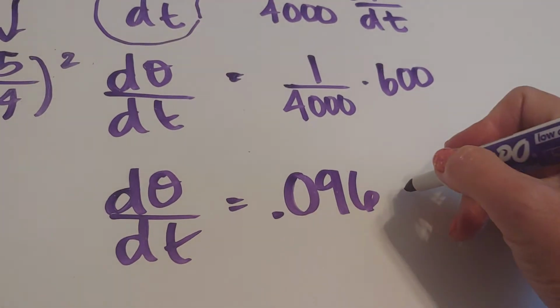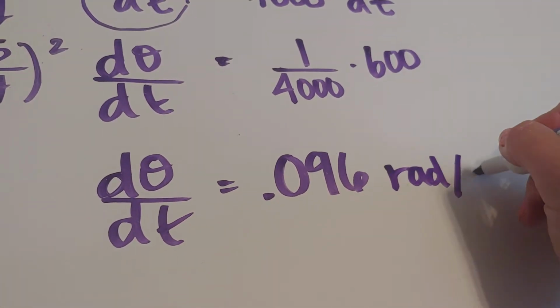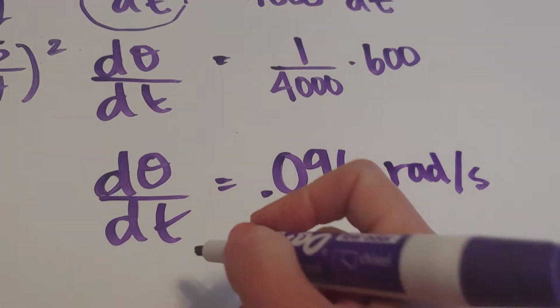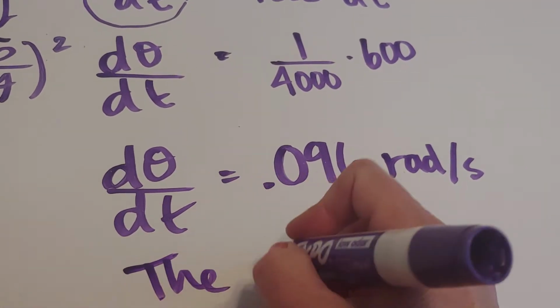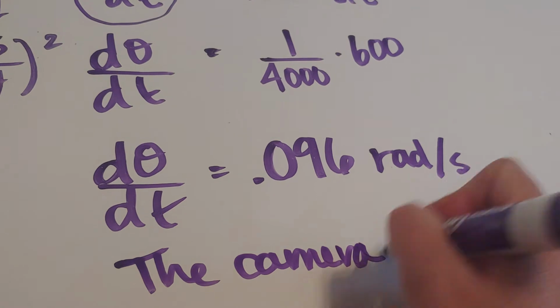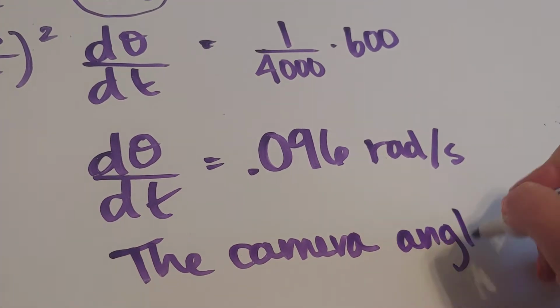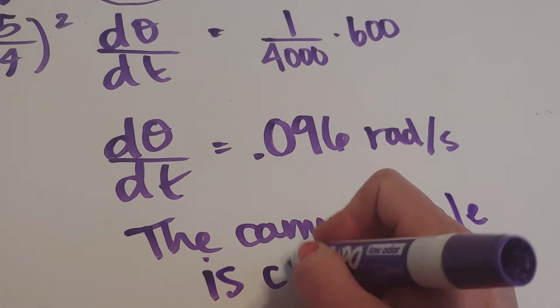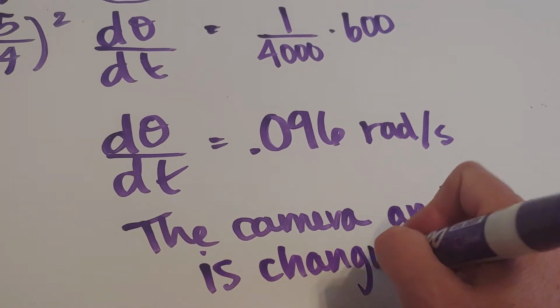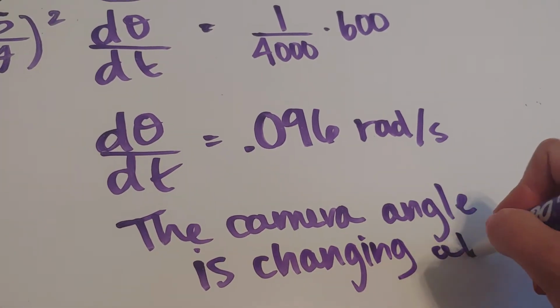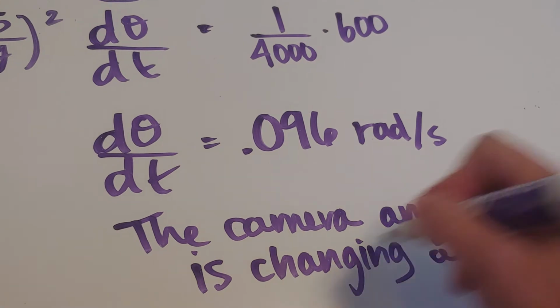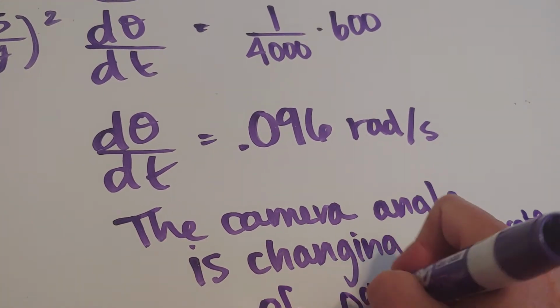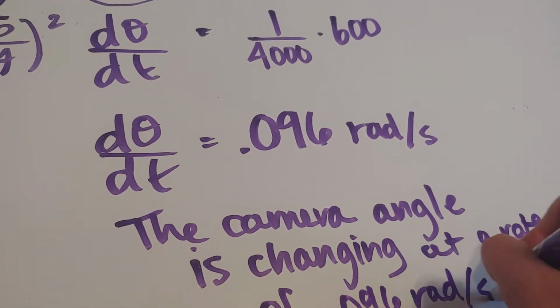Now, this is a real number, and a real number means radians per second. So the camera angle is changing at a rate of 0.096 radians per second.